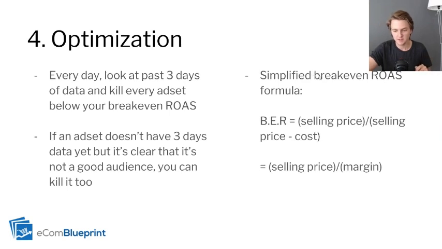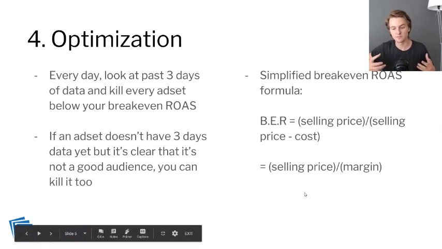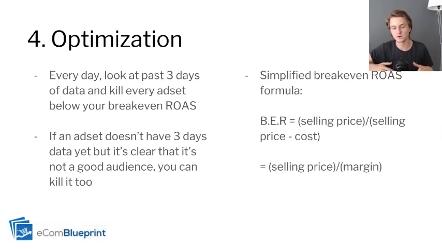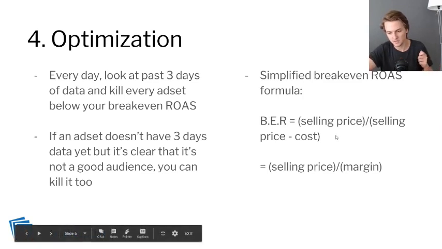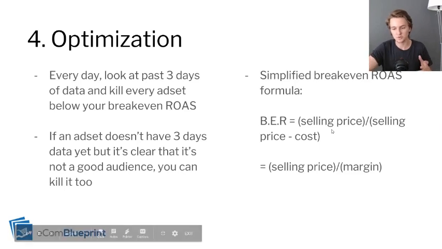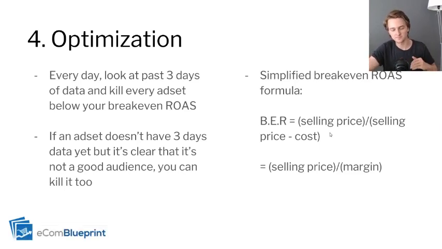And then the simplified break-even ROAS formula. If you don't know how to calculate your break-even return on ad spend, you just do the selling price on your website over the selling price minus the cost, so the selling price over the margin. This is a simplified formula because it doesn't take into account the fees, and it also doesn't take into account all your other expenses like hiring virtual assistants and other expenses that you might have in generating content, things like that. So it's a simplified formula, but it's good enough to use to optimize. So you want to know what your break-even ROAS is, and then anything below it you want to kill.